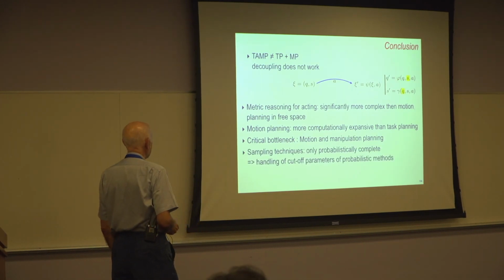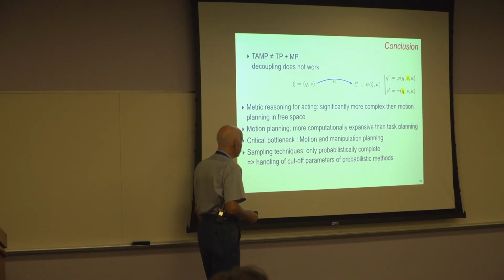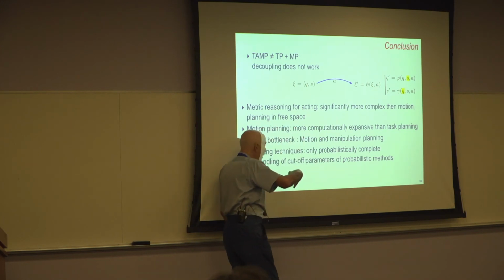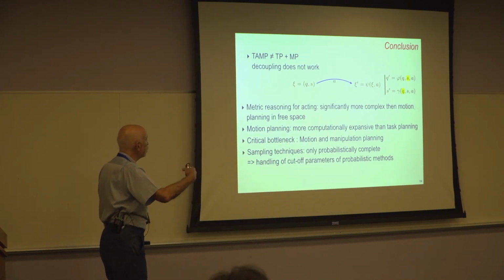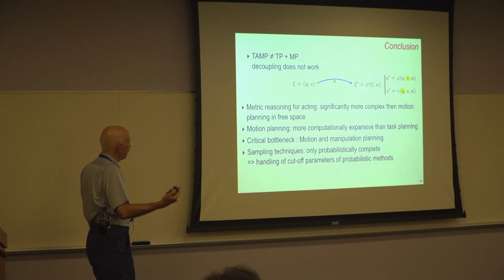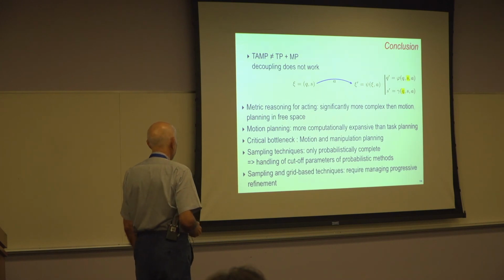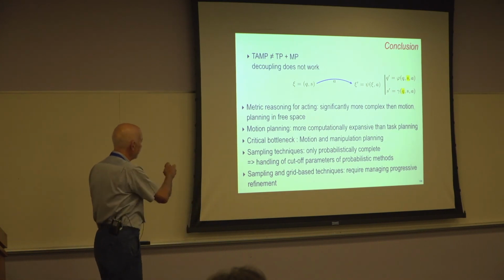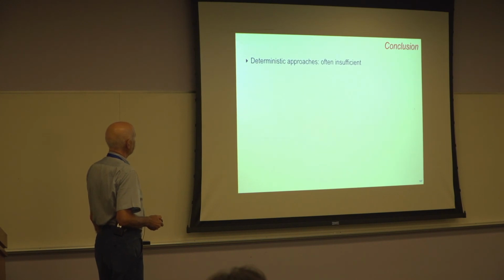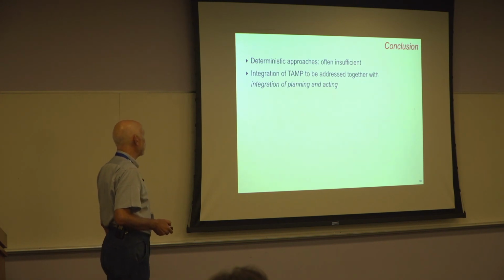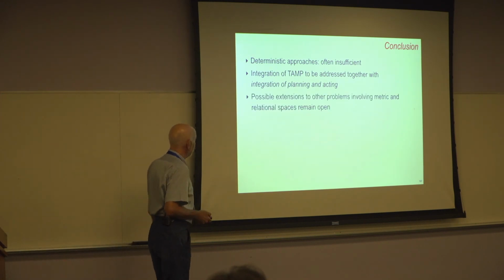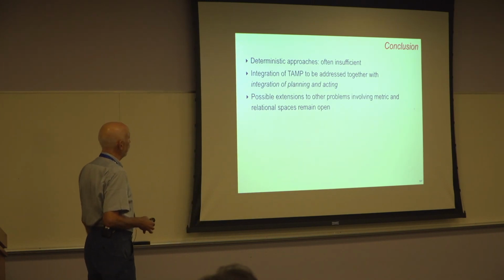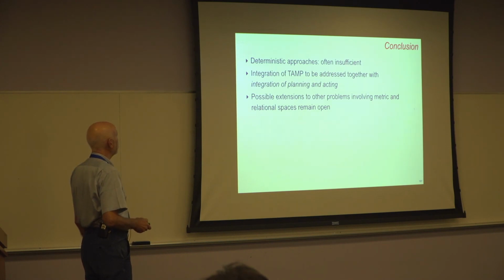And sampling techniques are only probabilistically complete, which means that you have to take into account the cutoff parameters, at what point I'll stop, in order to design your search strategy, because you will have to change these parameters if you do not succeed. And if you do grid-based sampling and grid-based techniques, you're required to manage progressive refinement, taking into account the above points. And finally, deterministic approaches are often insufficient because the positions of objects are not known precisely, and so on. And your integration of TAMP has to be addressed together with the integration of planning and acting.